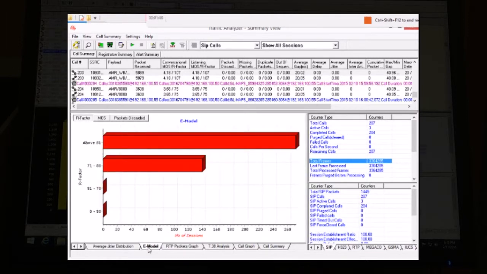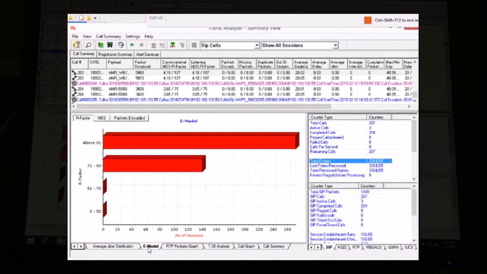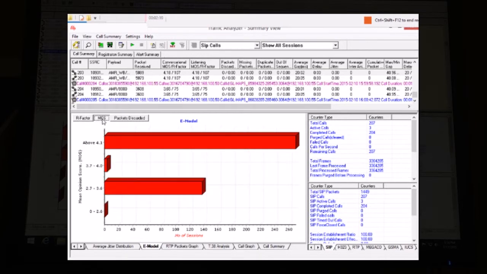The next aggregate statistic is the E-model. This is a very good statistic that gives you the overall quality of all of the calls that have transpired so far. You can see here that over 950 calls had a very high R factor score, about 81. Let's go to the MOS score. You can see here that there were about 950 calls above 4.1.